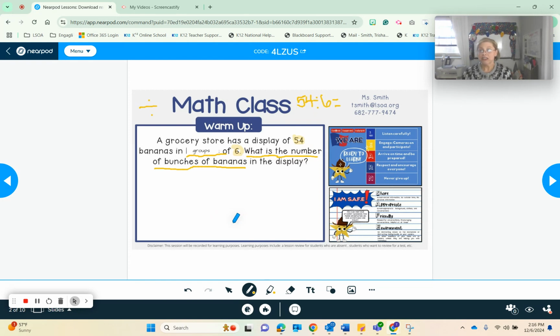So we have a couple of strategies to figure that out. We can say 6, because 6 is our, I had to think of my vocabulary word, our divisor. And because multiplication and division are reverse opposites.